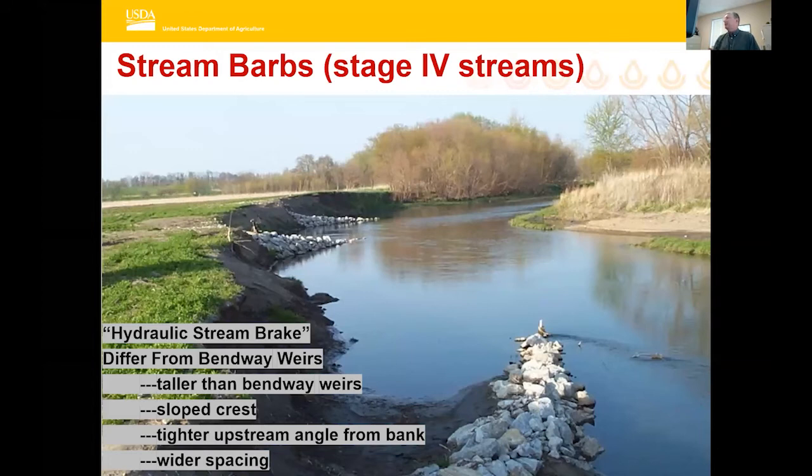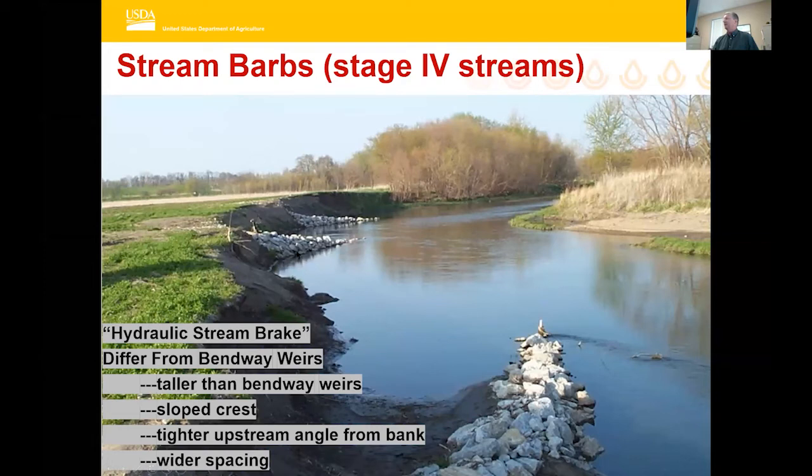I'm going to move on to stream barbs, which is for stage 4 streams generally. They are angled upstream, so they kind of look like Benway Weirs, but they're angled very much upstream, and they kind of form a hydraulic stream break. So they're taller than Benway Weirs, which we'll talk about in a minute, and they have this sloping crest down into the channel. So it's a real tight angle with the upstream bank. So water comes in here, gets trapped, and kind of has to roll over back towards the middle of the channel behind each one of these.